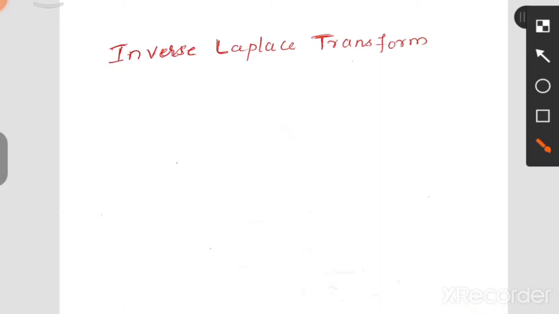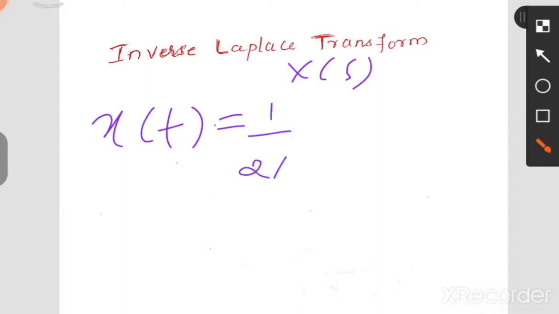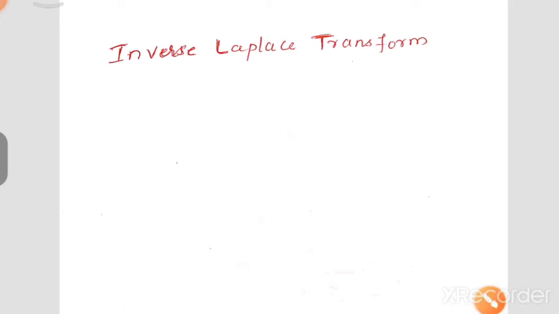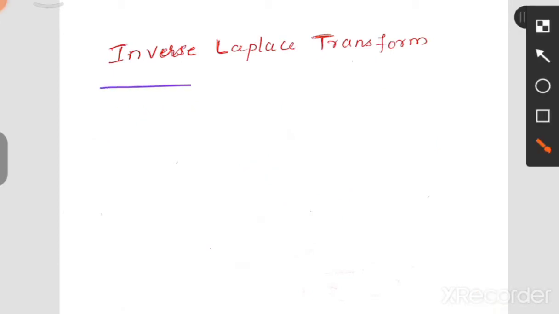We have a synthetic formula to calculate the inverse Laplace transformation of x of s. We have x of t equal to 1 divided by 2 pi j, integration from sigma minus j infinity to sigma plus j infinity of x of s into e raised to plus st ds, with respect to s. But since it is complex and difficult to deal with, what we are going to do is use the method called partial fractions.